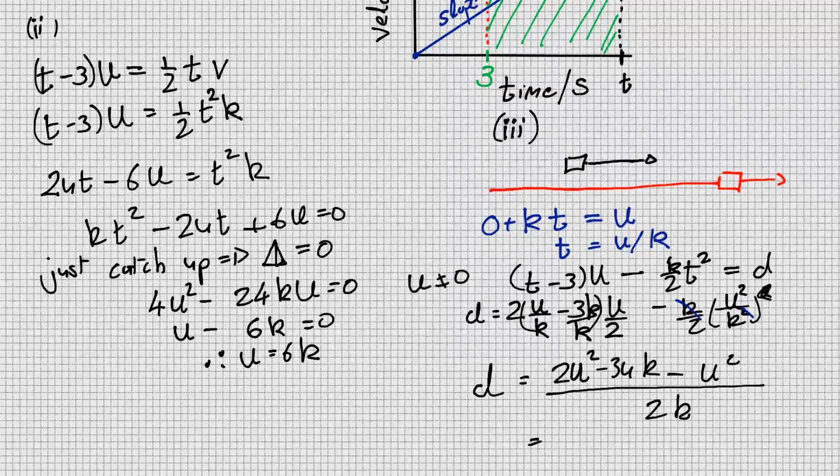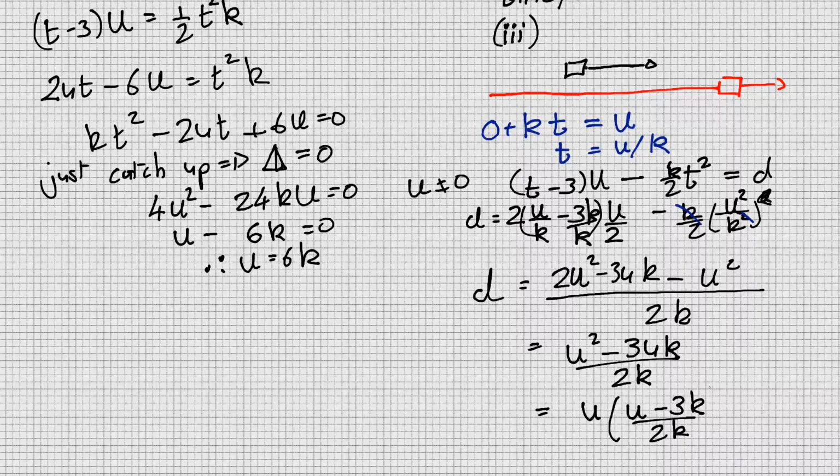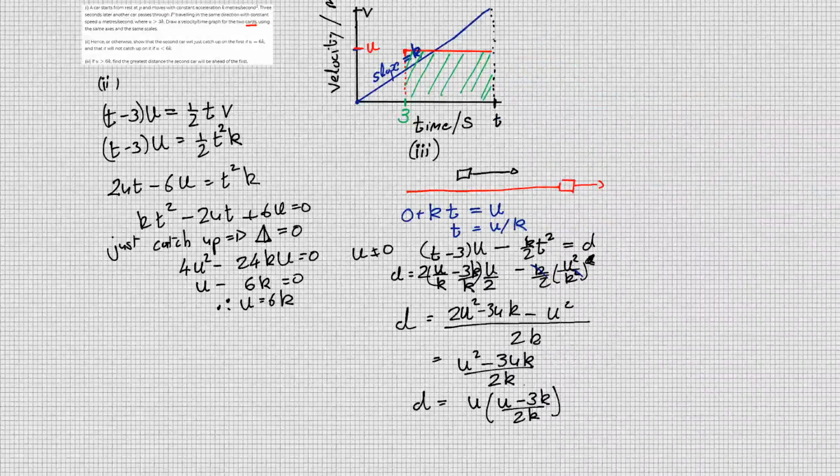So that would be u squared minus 3uk all over 2k. I guess I could take the u out: u times (u minus 3k) over 2k. So again, you can see why u has to be bigger than 3k, so this distance is positive. Okay. Was there any other way to do it?